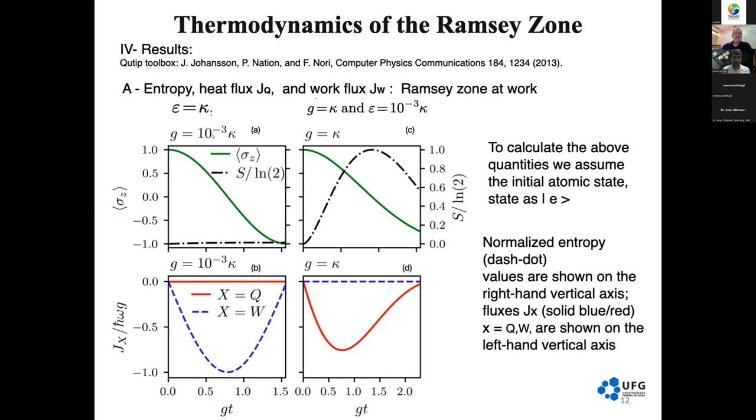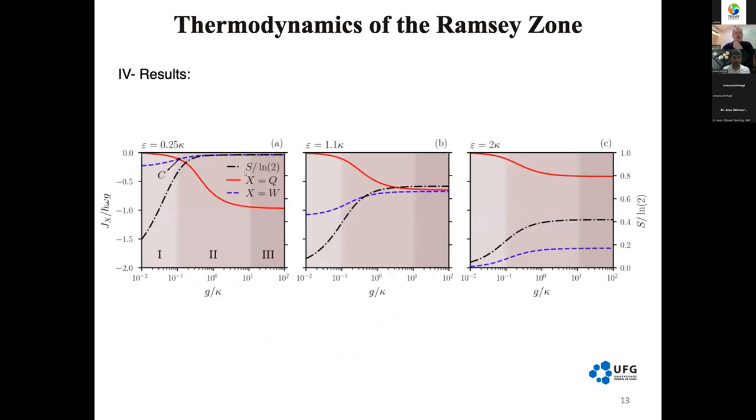Of course, if we change these parameters, we can get both heat and work being produced. This is a result we show: the entropy, for example, goes to one, the atom being maximally mixed, and heat is being produced, while the work, which is in blue, goes to zero in this case. And of course, as I said, we can change parameters to see both work and heat being produced. And now we see that heat and work are being produced, and the entropy gets to some value, meaning that the atom gets entangled. And this behavior that we see depends on the Ramsey zone working properly or not.